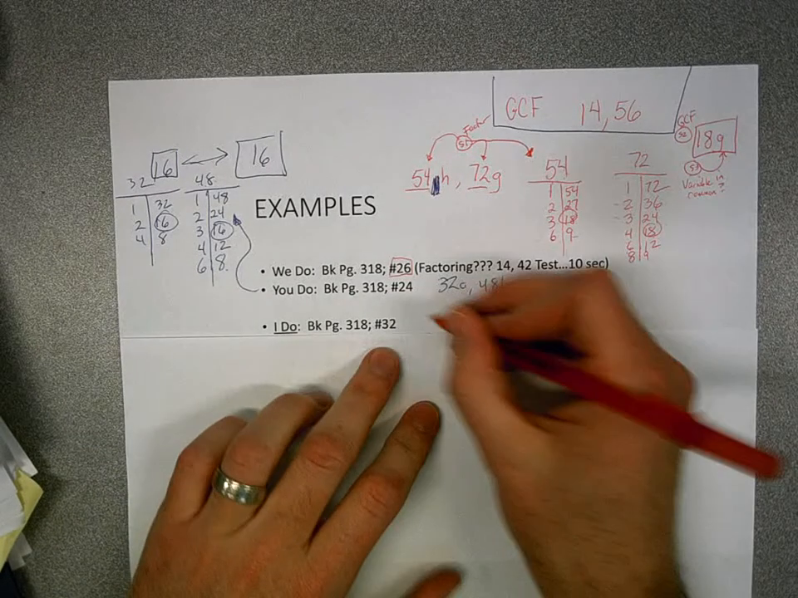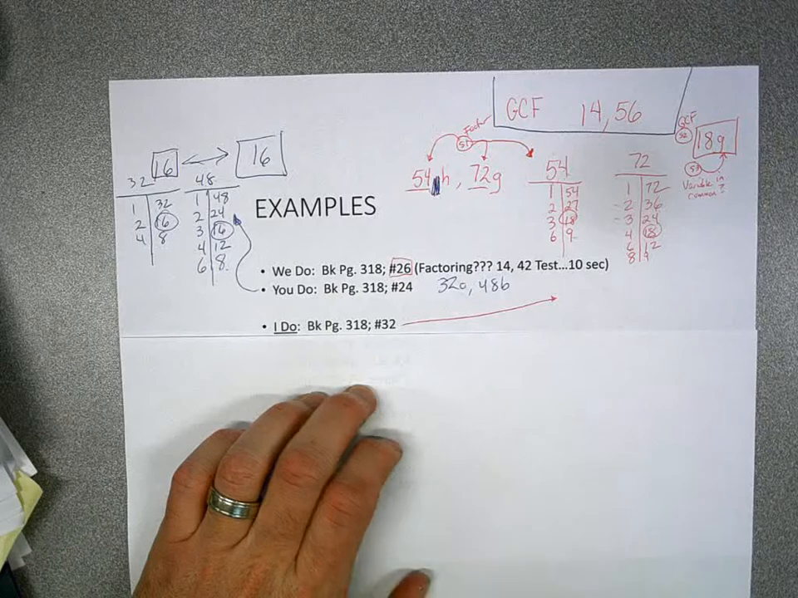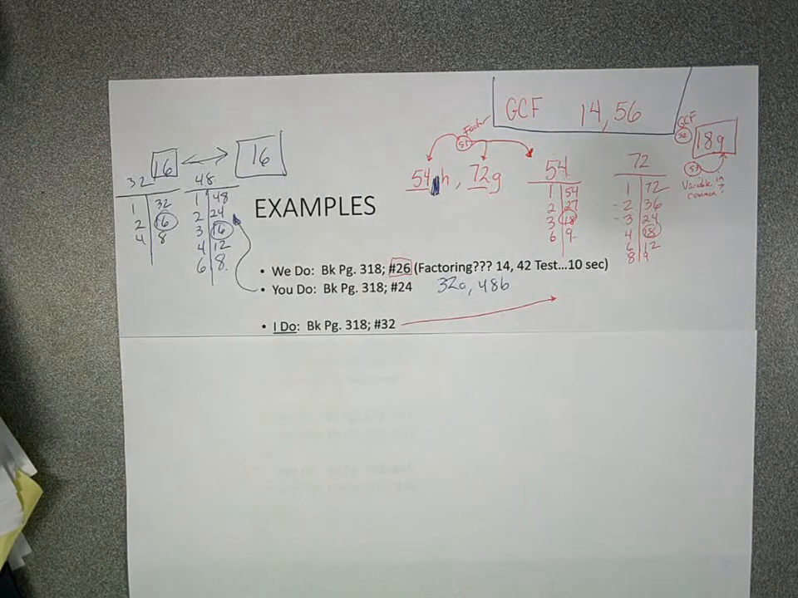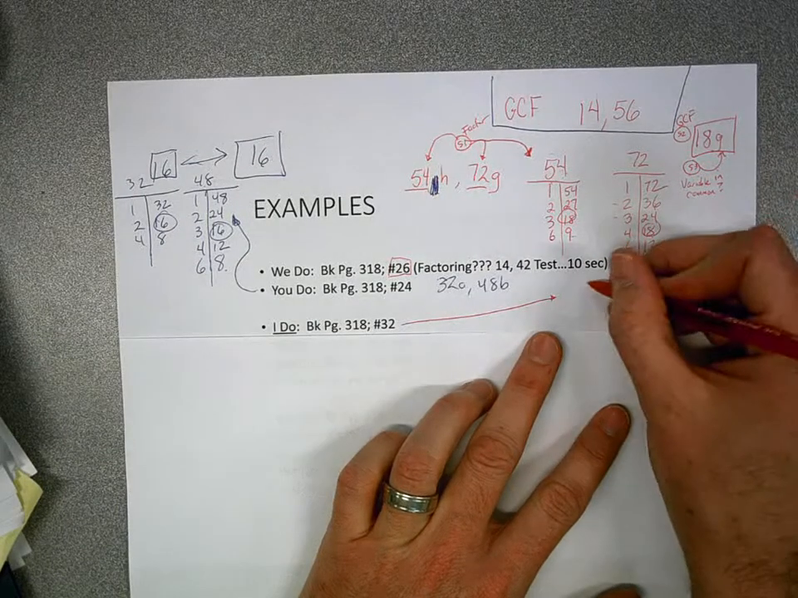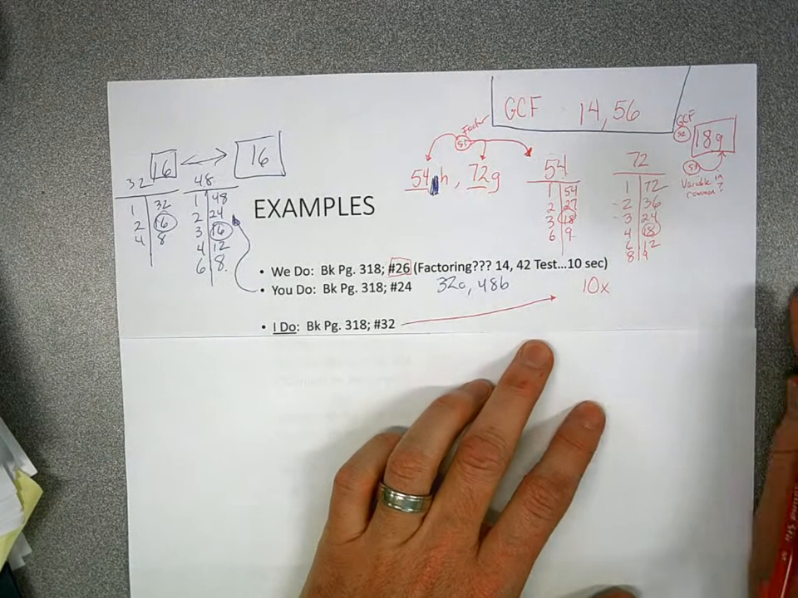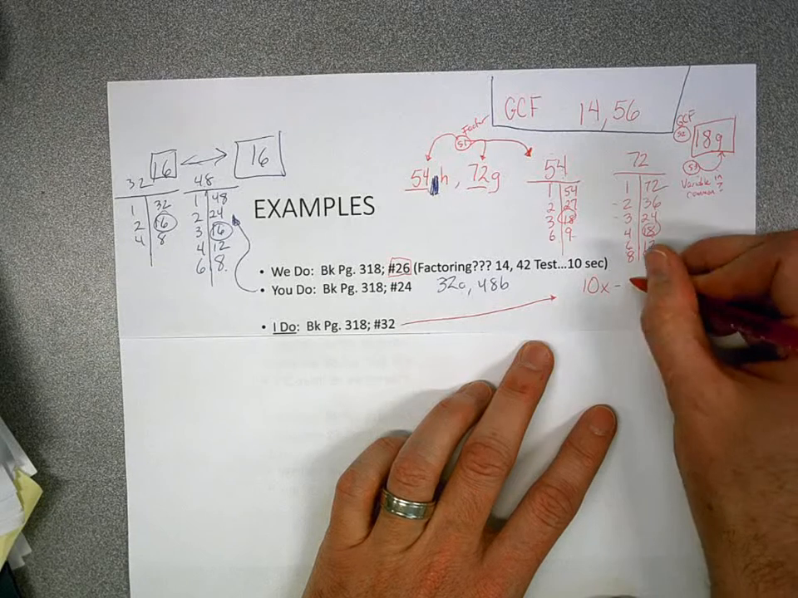I want to introduce this to you just by you watching. This is one of the I do moments. So go ahead and put your pencil down. I just want you to observe, and then we'll write the steps here in a second. So we have 10x minus 35.